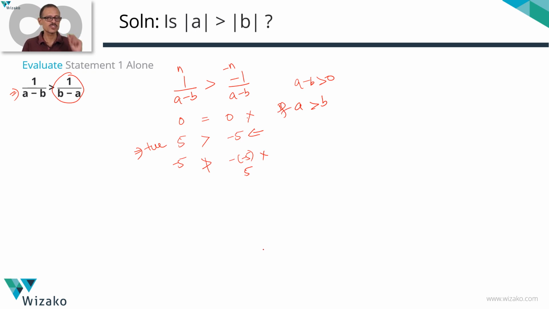The temptation is to say yes, but let's just check whether it will work for all possible cases. Let's take an example and see if a counterexample can also exist. A is equal to 4, B is equal to 3, A is greater than B. The statement holds good. Modulus of A is greater than modulus of B because modulus of 4 is greater than modulus of 3. So if I go with this example, the answer to our question is yes.